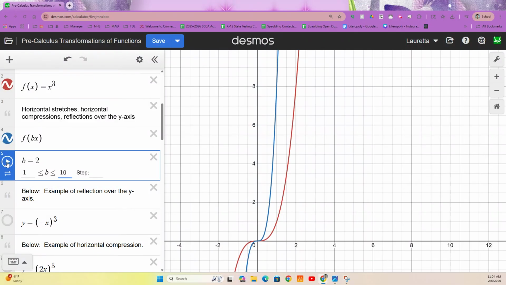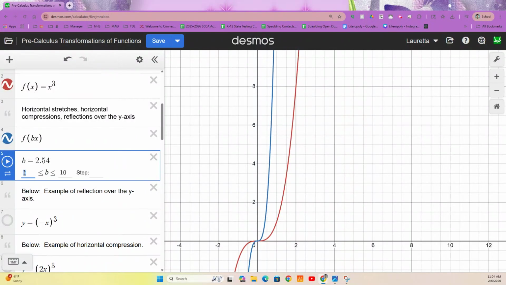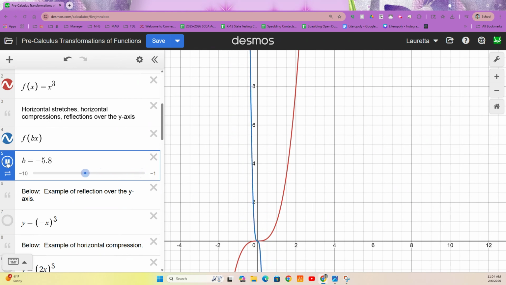All right, so you can see whenever the absolute value of b is in between 0 and 1, you have a horizontal compression. I can also make this -1. So this one has a reflection over the y-axis and a horizontal compression.